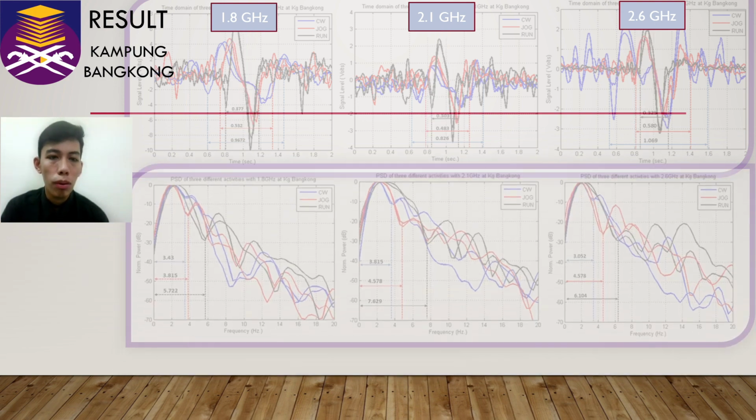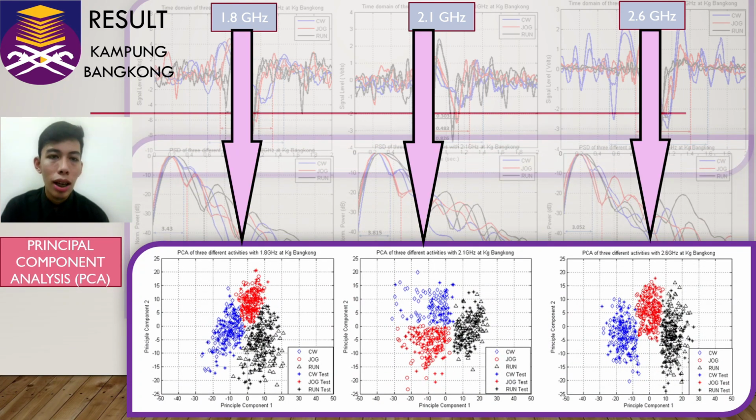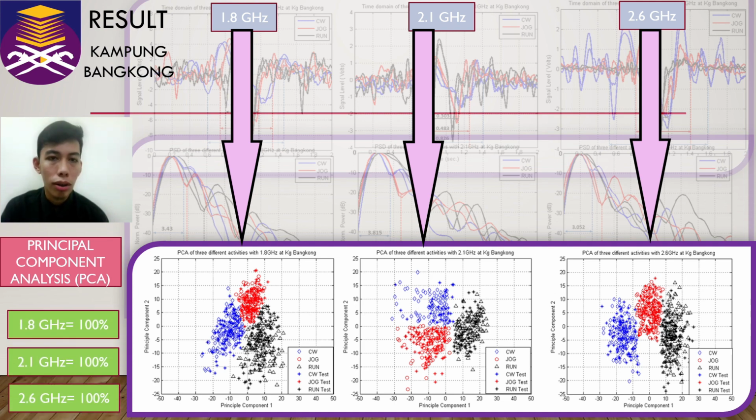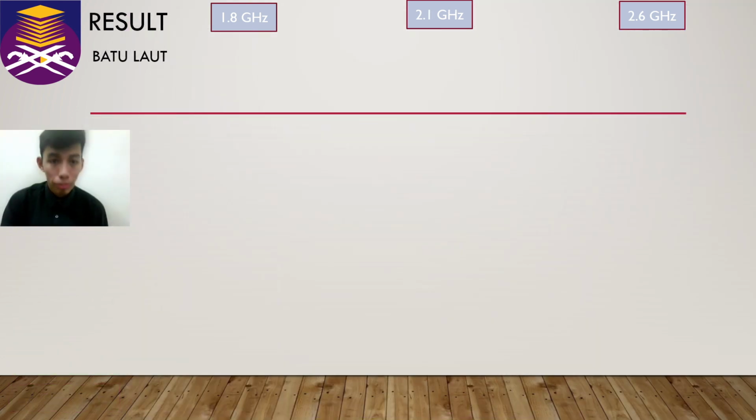Next, we move to principal component analysis. As we can see, all the clusters do not overlap with each other. For information, the blue cluster is for CW, red for jog, and black cluster for run. Due to the non-overlapping, for all frequencies, the total classification percentage we got at Kampong Bangkok is 100%.